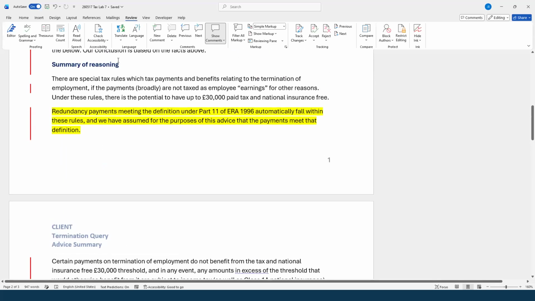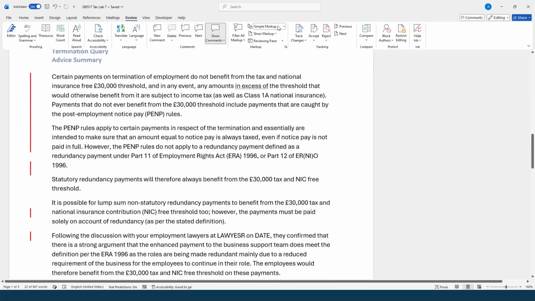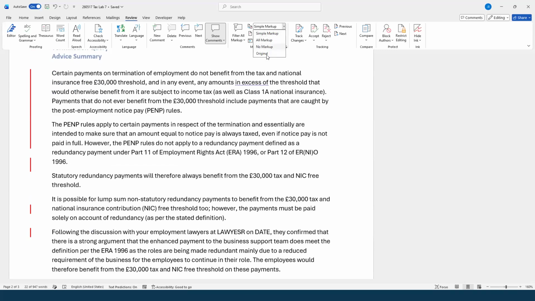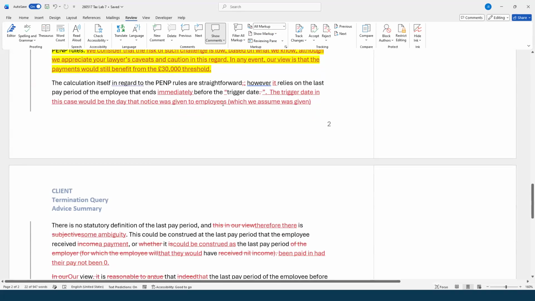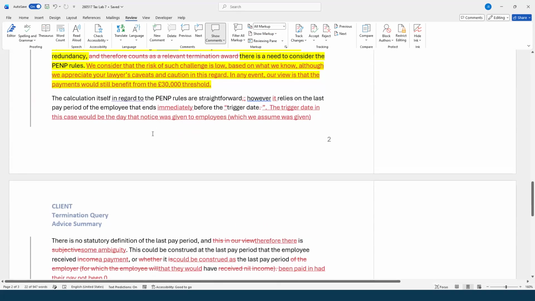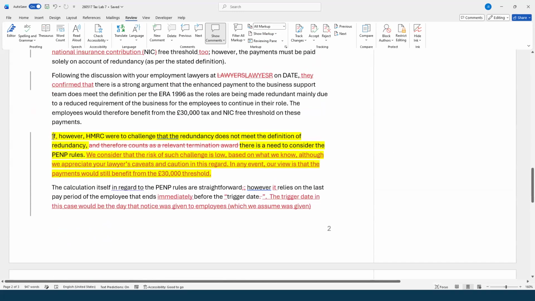So at this point, you can see why this heading was changed from summary of advice to summary of reasoning. This is all about the reasoning rather than the advice. This is the advice bit that's here. Okay. So this bit is really now starting to become part of the big caveats then.